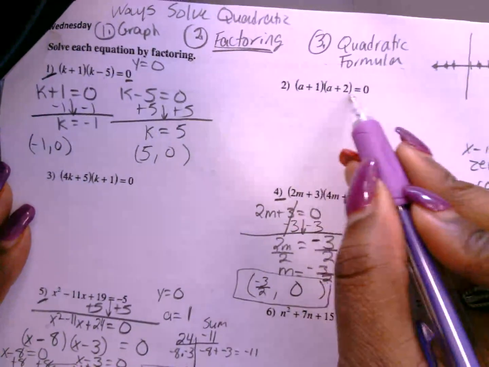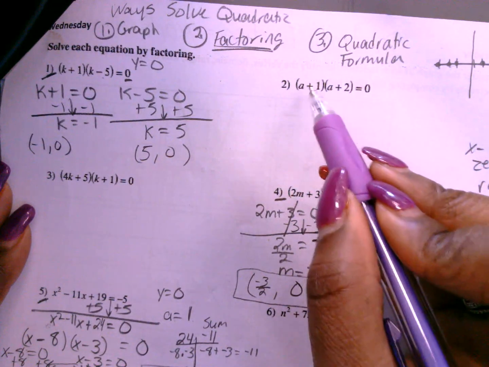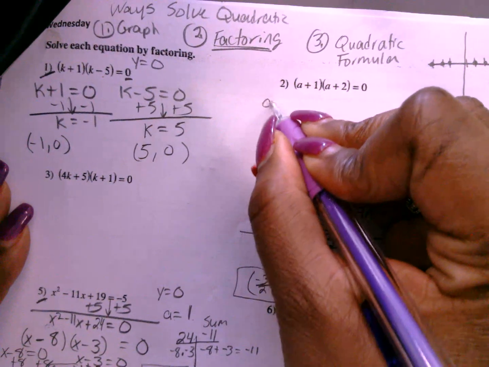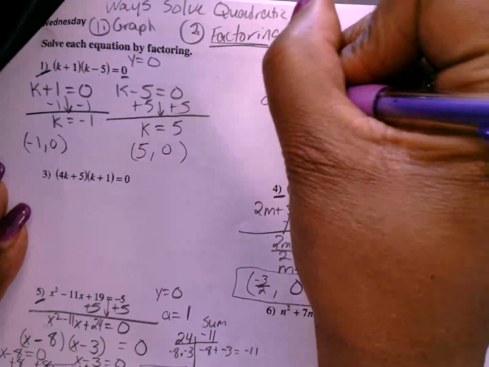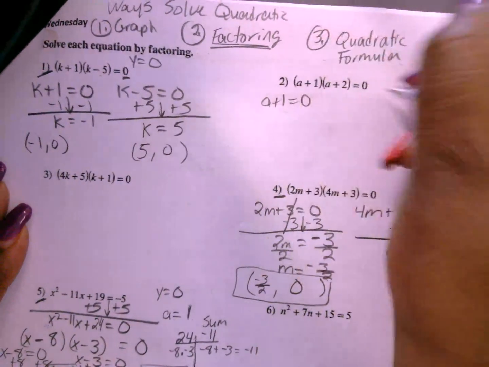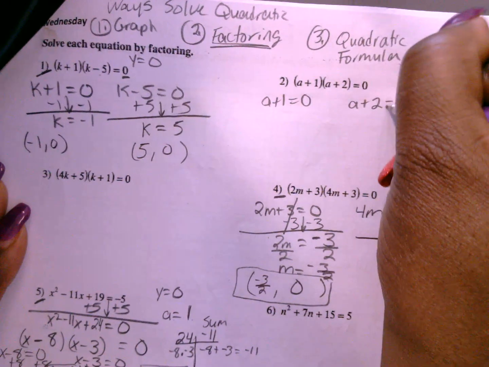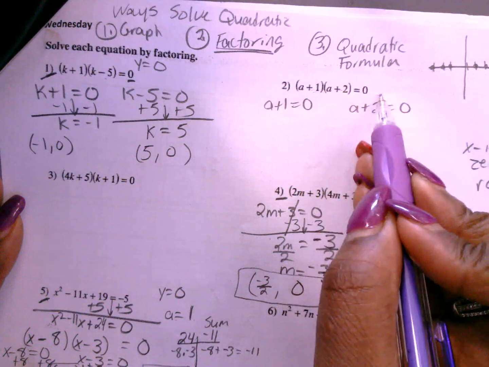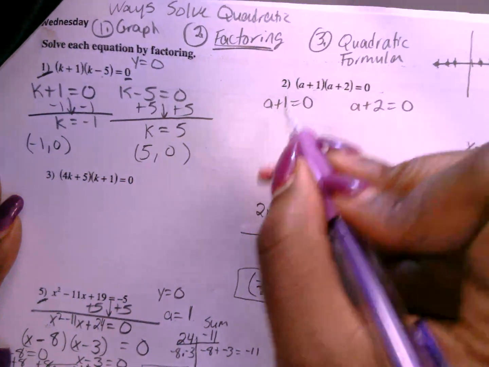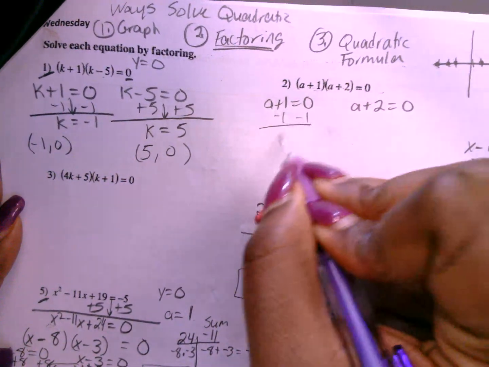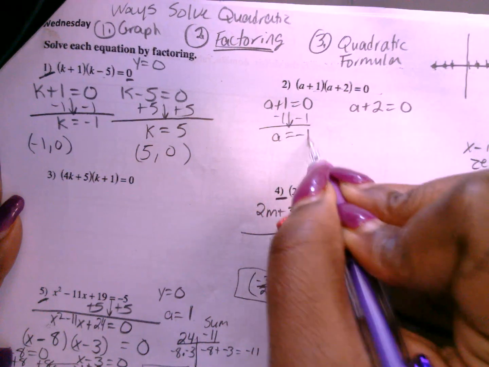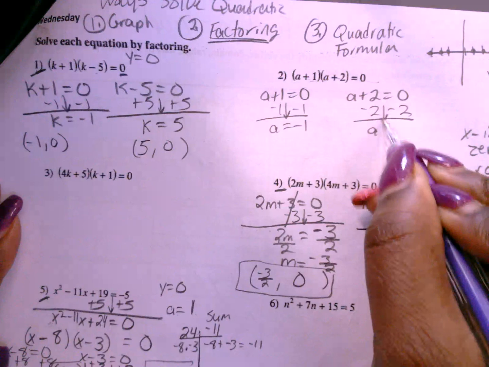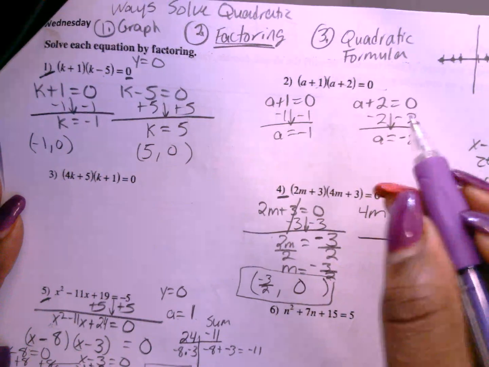Once it's already factored, you have to set each of the factors equal to 0 to solve, and you have this on your paper, so you're doing good. So we got a plus 1 is equal to 0, and a plus 2 is equal to 0. So to solve, you set each of the factors equal to 0, okay? So this, you're going to subtract 1 on both sides. This gives you a is equal to negative 1. You subtract 2 on both sides. This gives you a is equal to negative 2.